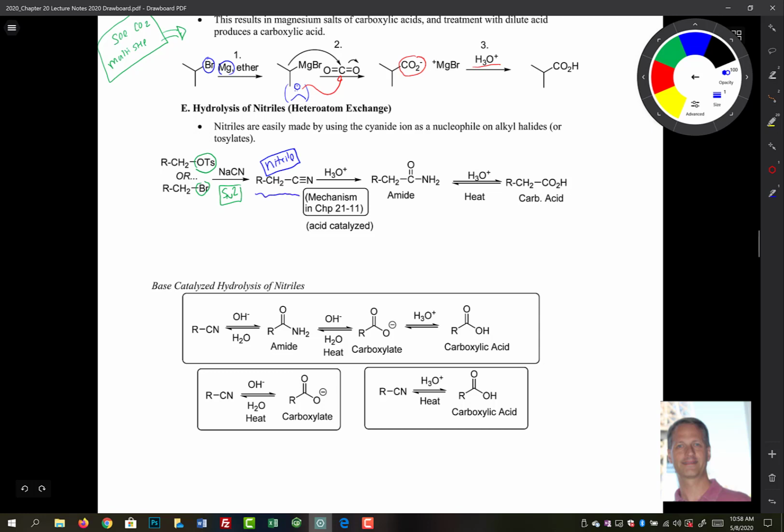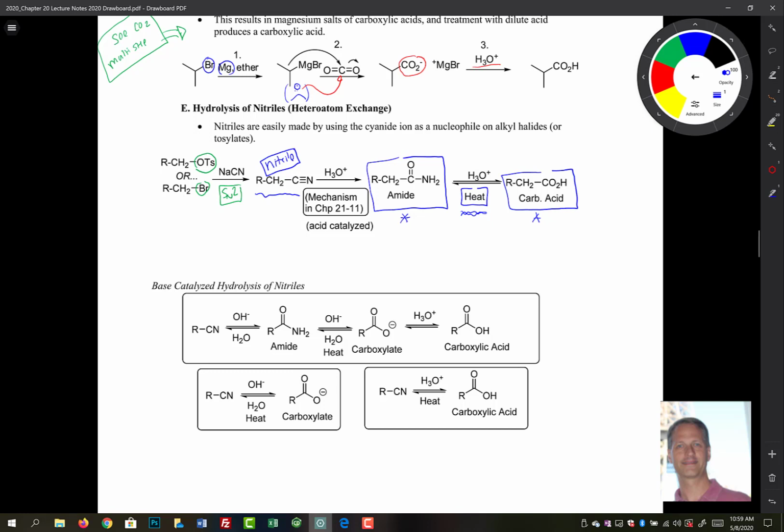Now that nitrile can undergo hydrolysis under acidic conditions. Under acidic conditions, it's acid catalyzed, and we form an amide. Now, if we take that same mixture and we heat it up, then you get a carboxylic acid. So the only difference between stopping here versus here is the use of heat. And we'll look at that mechanism in our next chapter.